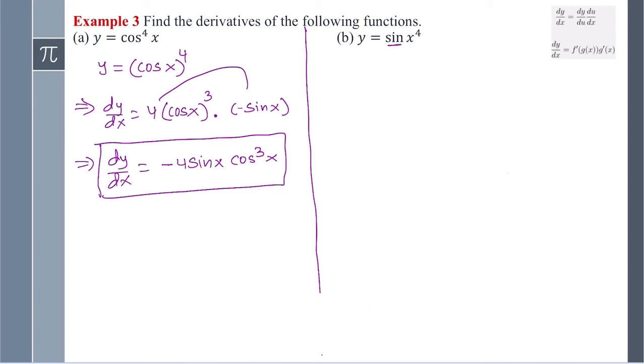So the outside function is sine here. So dy over dx equals the derivative of sine, which is cosine, so cosine of x to the fourth, times the derivative of the inside function. The derivative of x to the fourth is 4x cubed. And that gives us dy over dx equals 4x cubed cosine x to the fourth.